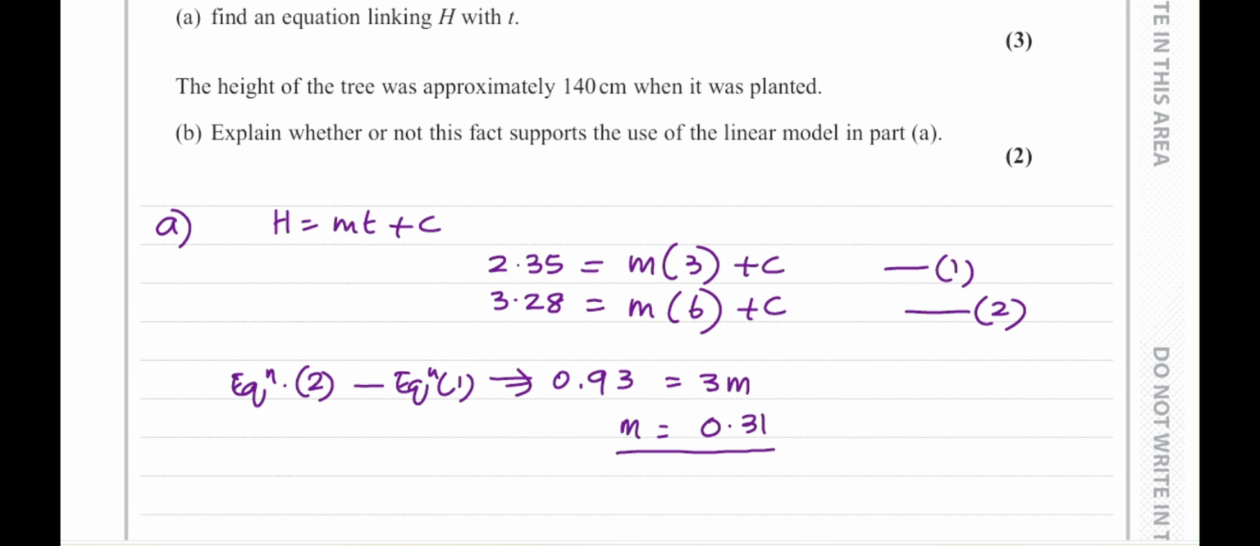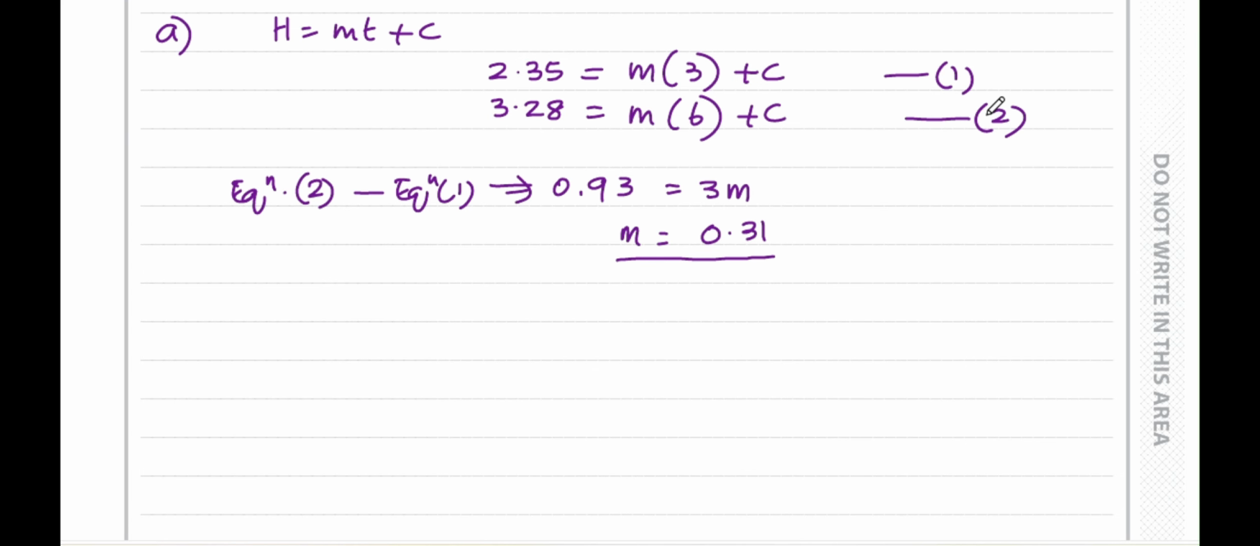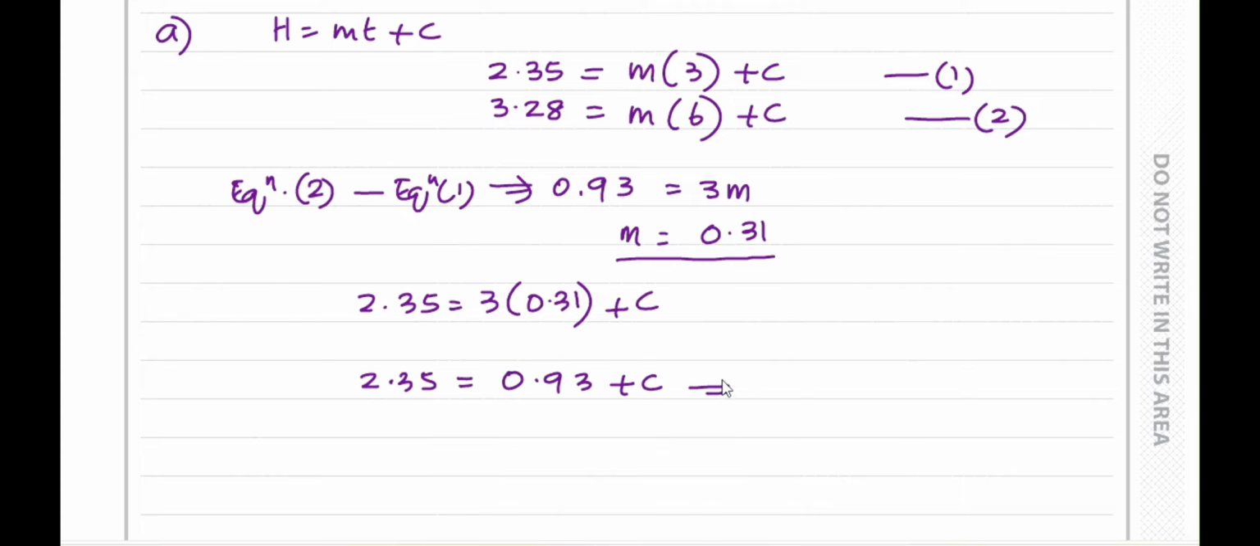Okay, now let's plug that back into one of the two equations to get the value of c. Therefore 2.35 equals 3 bracket 0.31 plus c, which is 2.35 equals 0.93 plus c, leading to c is equal to 1.42. So we can now write the overall equation as h is equal to 0.31 t plus 1.42, which is the linear model.